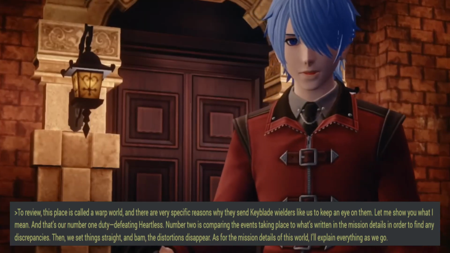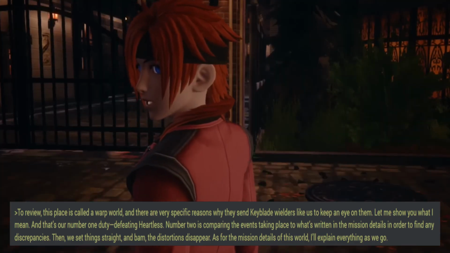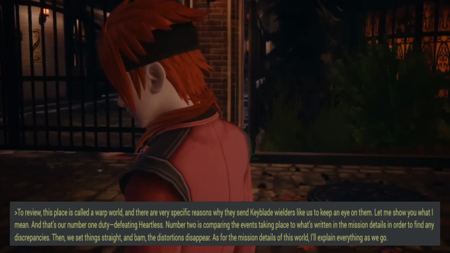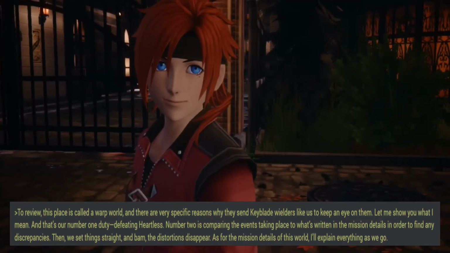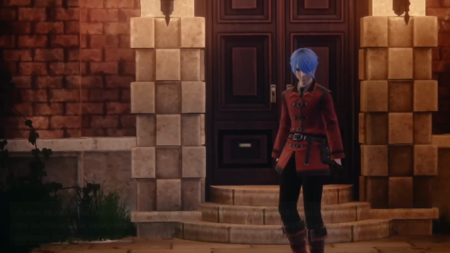And that's our number one duty: defeating Heartless. Number 2 is comparing the events taking place to what's written in the mission details in order to find any discrepancies. Then we set things straight, and bam, the distortions disappear. As for the mission details of this world, I'll explain everything as we go.